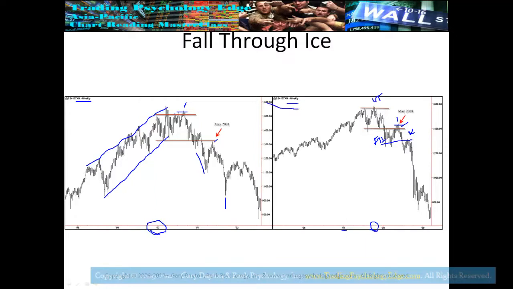So these are the two big bear markets in our recent history. And you can see that we have initial distribution in here and in here, and secondary distribution in here and in here. So a useful pattern to understand.